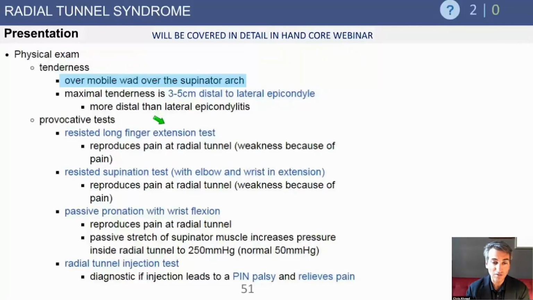You could have symptoms exacerbated with resisted long finger extension. The resisted supination test is done with the elbow and the wrist in extension, and passive pronation with wrist flexion. So that's a passive stretch in the area to try and elicit symptoms.